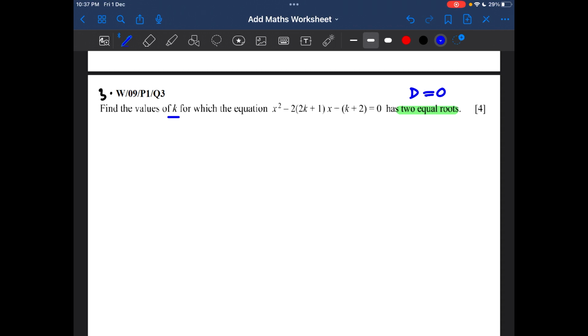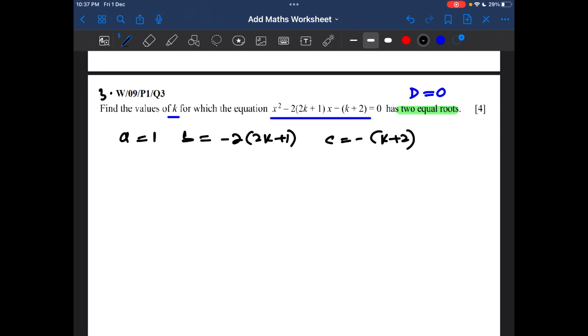So we have this equation x square minus 2 times 2k plus 1 into x. Let's just find out the values directly. The value of a is 1, the coefficient of x square. The b value is minus 2 times 2k plus 1, and the c value is k plus 2 along with its sign. This one is going to be a plus sign. So this whole k plus 2 along with its sign is going to be the value of c, and the coefficient of x square is 1, so the value of a is 1 over here.